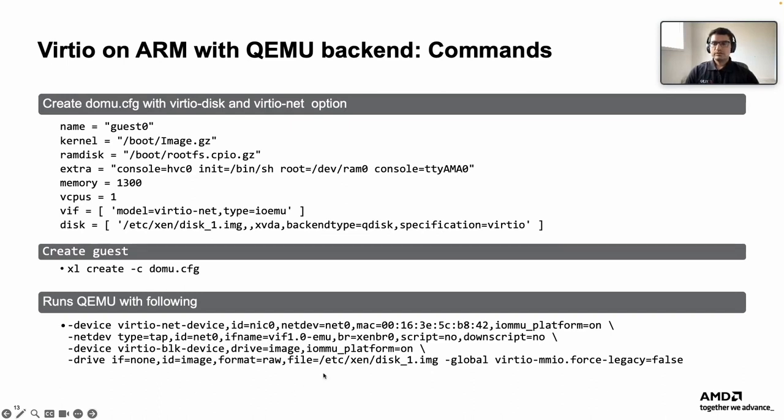If you see the commands here, the only extra thing it appends for the QEMU DM is that it sets the force legacy option to false, because QEMU has two sets of VirtIO implementations, and the latest one only supports VirtIO with grant. The rest of the commands and everything looks the same.